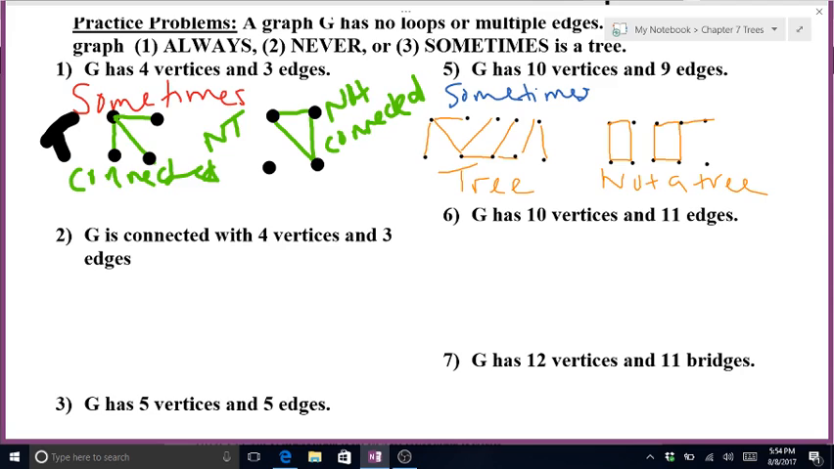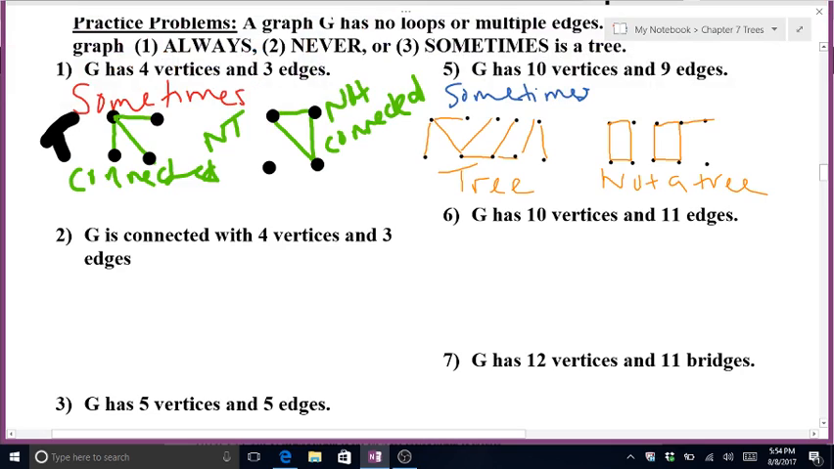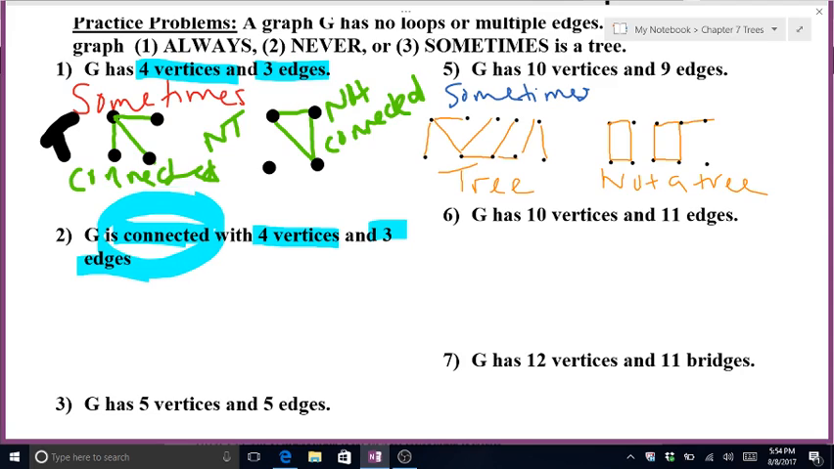Okay, take a look at number 2. G is connected with 4 vertices and 3 edges. Okay, your key word here that's going to make this one always is the word connected. You've got your 4 vertices and 3 edges. So that matched what happened in number 1, but this one has this key word of it being connected. So because that has that keyword connected, this is an always.